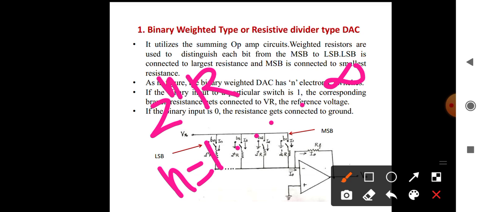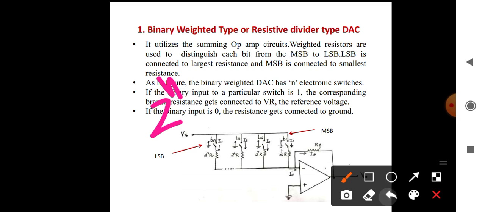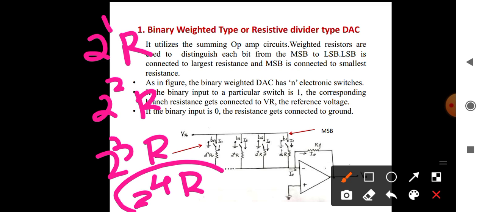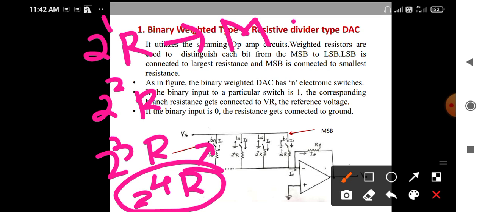So for 4 bit we have the resistances 2 raised to 1 R, 2 raised to 2 R, 2 raised to 3 R, and 2 raised to 4 R. So 2 raised to 4 R is the resistance for your least significant bit, and 2 raised to 1 R is the resistance for your most significant bit.